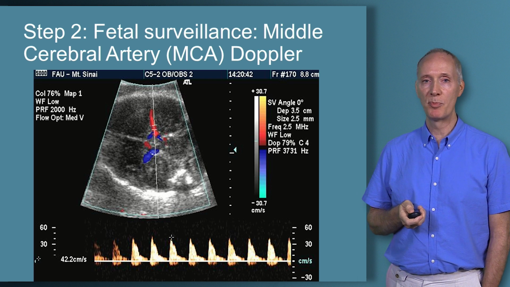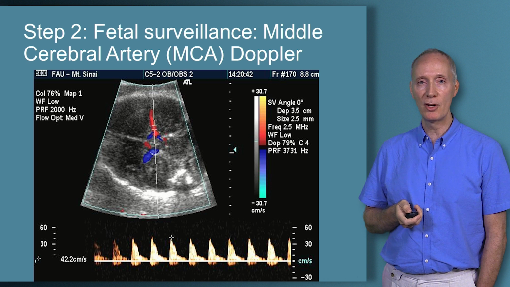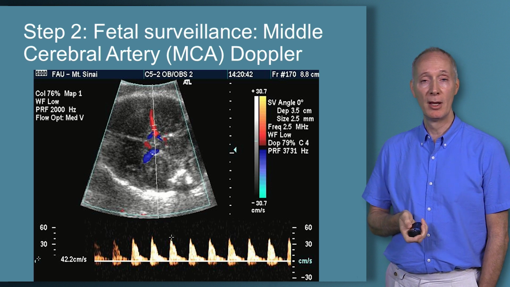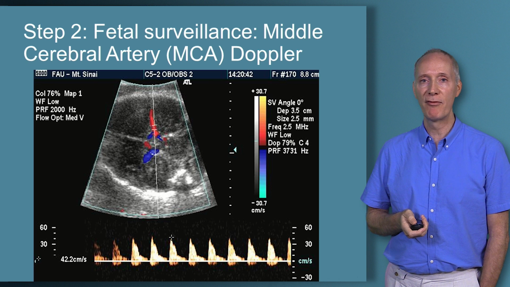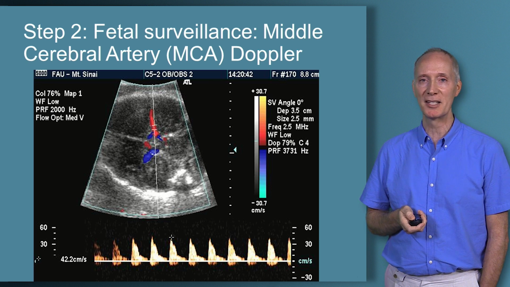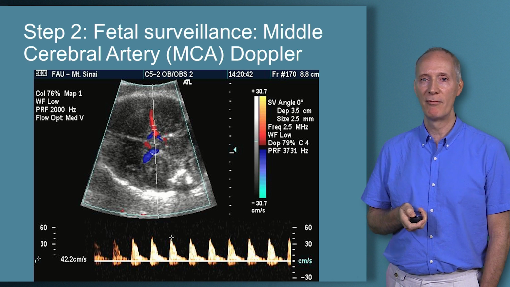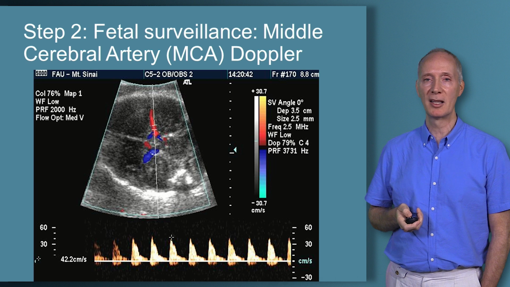The speed at which blood flows is a proxy for how thin or how thick the blood is. So if you're anemic, your blood is thinner and will flow faster. So the higher the peak systolic velocity, as we call it, the maximum velocity, is, the more likely it is that the baby is anemic.